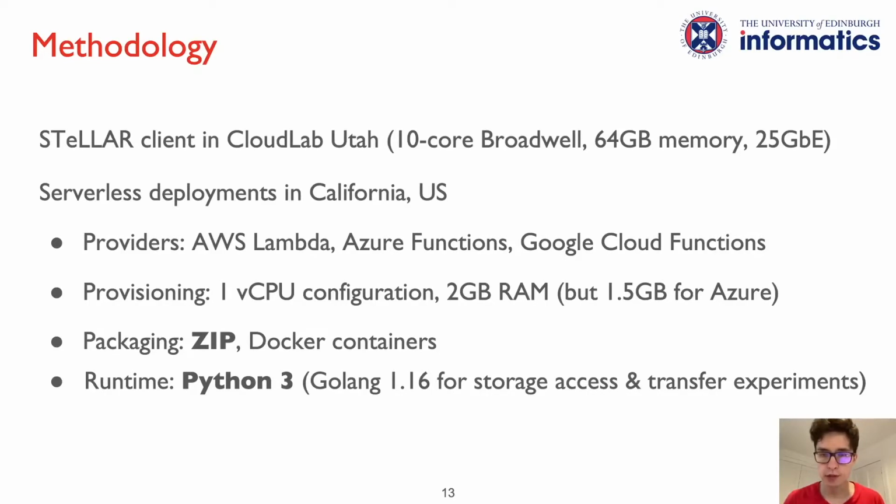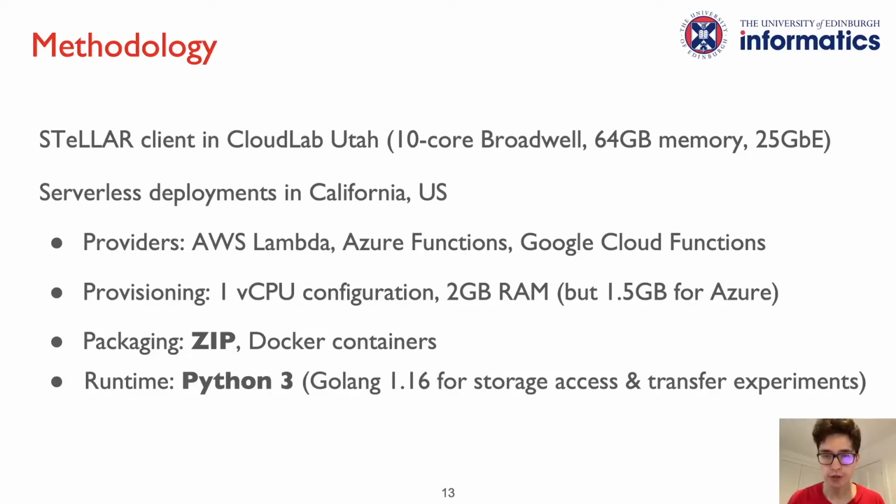First, we set up the STeLLAR client on a node in the Utah Cloud Lab data center. We then deploy the serverless functions in data centers located on the western coast of the US, close to where the STeLLAR client is deployed. To guarantee that the function instance would have a full CPU core quota, we configure the functions to have the maximum memory sizes of 2 GB for AWS and Google and 1.5 GB for Azure.